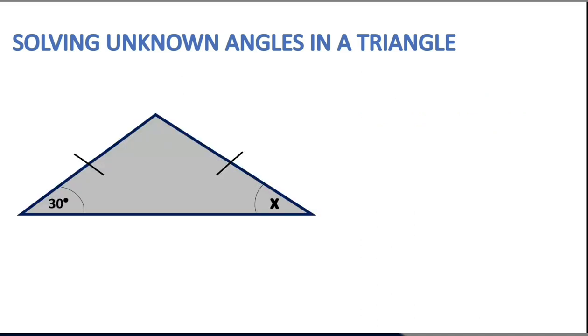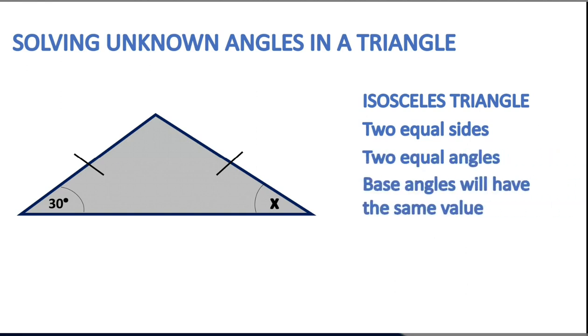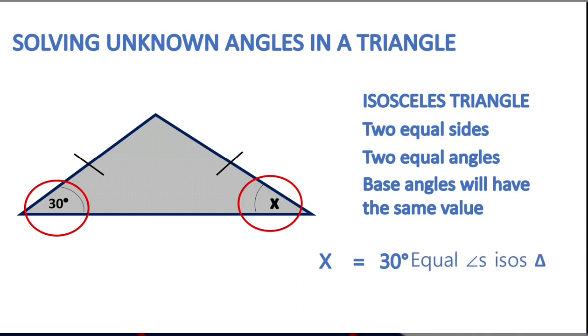In this example, I am solving unknown angles in a triangle, but this is an isosceles triangle. In an isosceles triangle, there are two equal sides and there are two equal angles. The base angles will have the same value, that is, the angles found on the bottom of an isosceles triangle. So therefore, x will be equal to 30 degrees. And now my reason would be equal angles in an isosceles triangle.